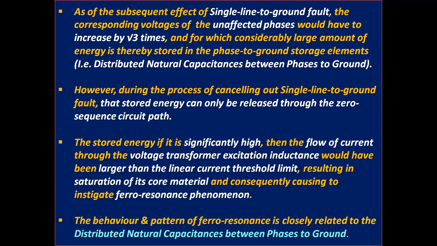As a subsequent effect of a single line to ground fault, the corresponding voltages of the unaffected phases would have to increase by root 3 times, for which a considerably large amount of energy is thereby stored in the phase to ground storage elements, that is, the distributed natural capacitances between phases to ground. However, during the process of clearing the single line to ground fault, that stored energy can only be released through the zero sequence circuit path.